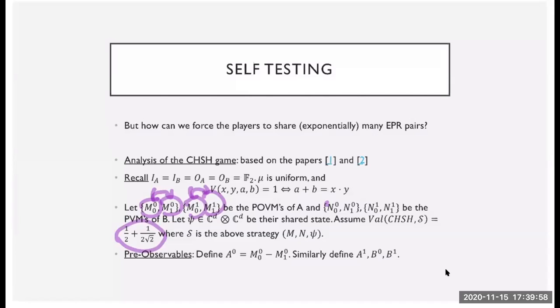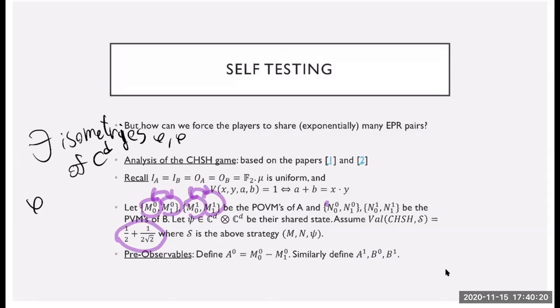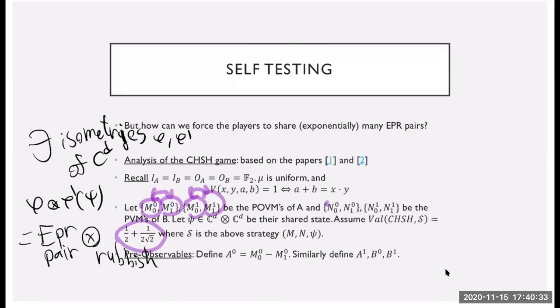The point is that we will show that there exists some isometry of C to the D such that actually psi, so we will see that there exist two isometries, okay? So isometries of C to the D, phi and phi prime, such that if you apply phi tensor phi prime on psi, you just get an EPR pair tensor rubbish. I hope I wrote rubbish correctly. Probably not.